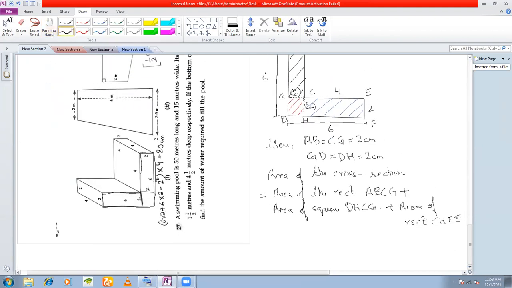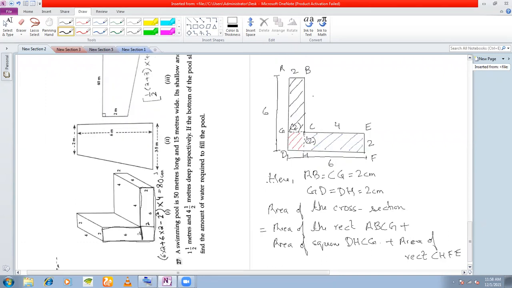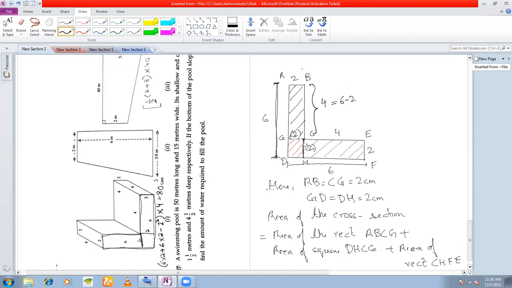Let us now proceed to find out the area. What is the area of the rectangle ABCG? Length into breadth, right? Now if you see, this is your length, which is equal to 4, right? This is equal to 4 because this entire length is 6, right? And this length is given to be 2, right? So therefore this is 6 minus 2 equal to 4. So length, and what is the breadth here? Breadth here is this 2. So 4 into 2.